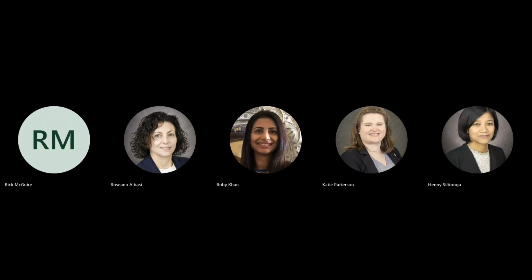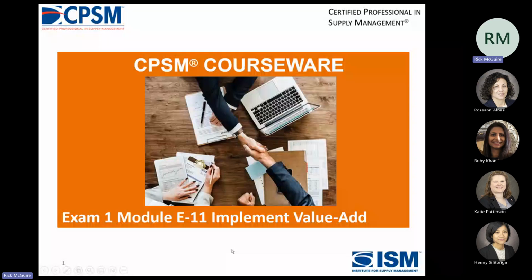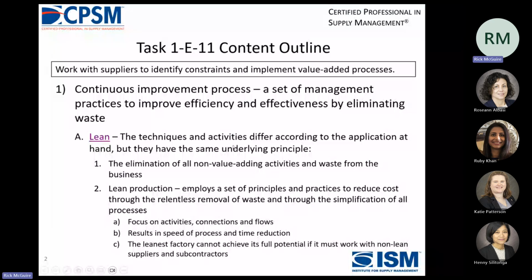Today we're going to look at value add. And they're going to take just a quick look. You're going to get more in depth in the next test, test 2. Identify constraints and implement value add processes. Continuous improvement.